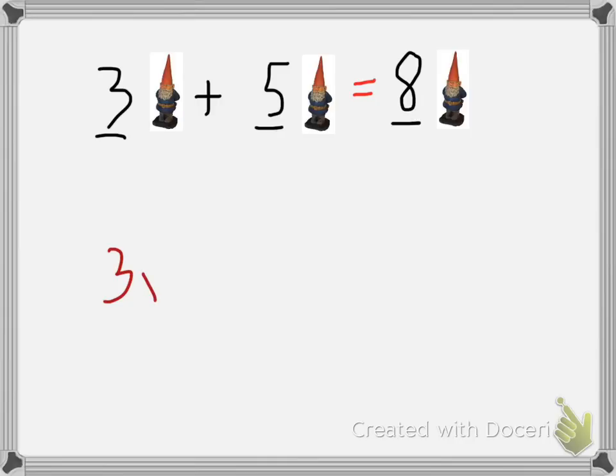I can do the same thing, but replace my gnomes with a variable. So if I have 3 x's, and I add to that 5 x's, I can go ahead and add my coefficients together, 3 plus 5, that's 8, so I have 8 x's.